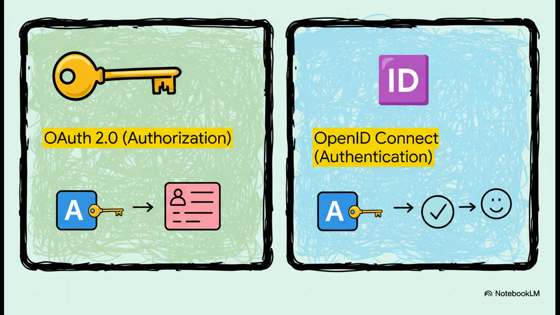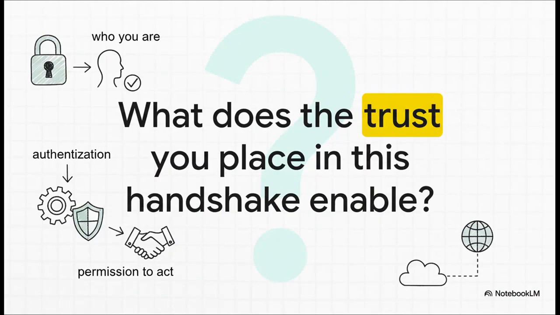On the other hand, OpenID Connect is for authentication. Its purpose is identification. It asks, who is this user? And the result you get is an ID token, a verifiable digital ID card. So the next time you click one of those Sign In With buttons, you'll know exactly what's happening under the hood. It's not magic, it's just this really sophisticated, secure dance between authorization and authentication.